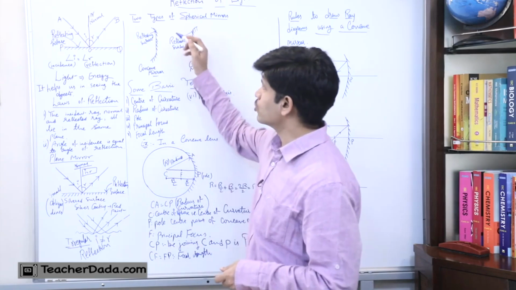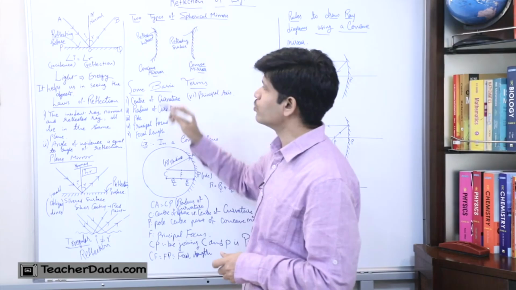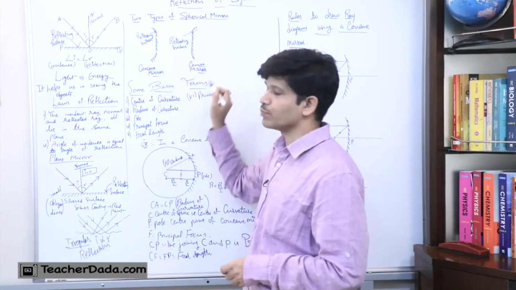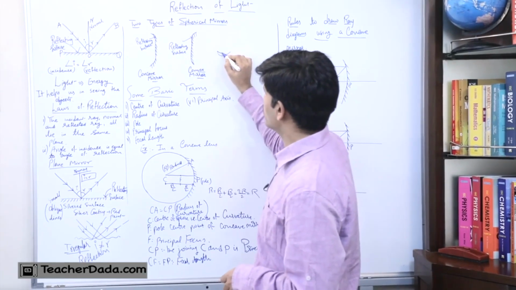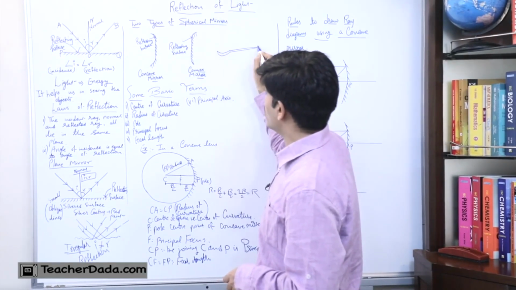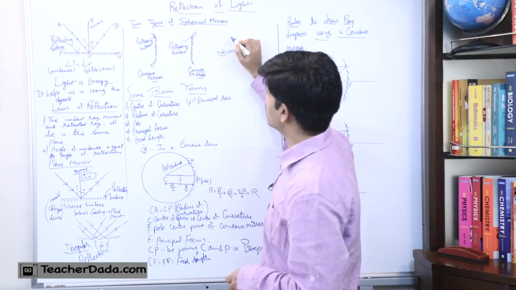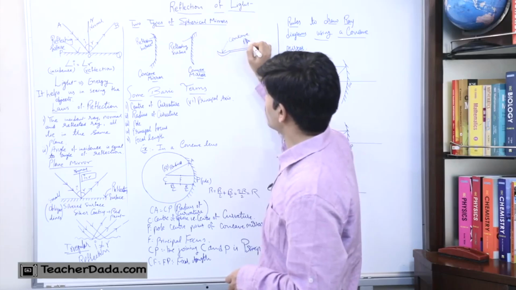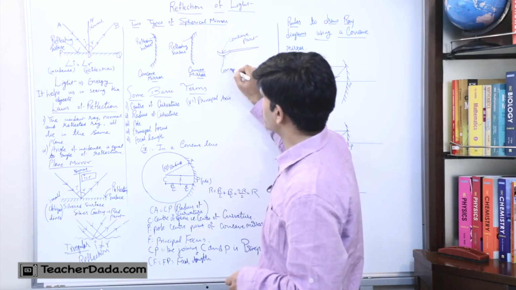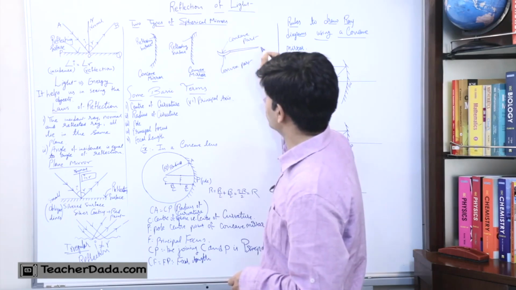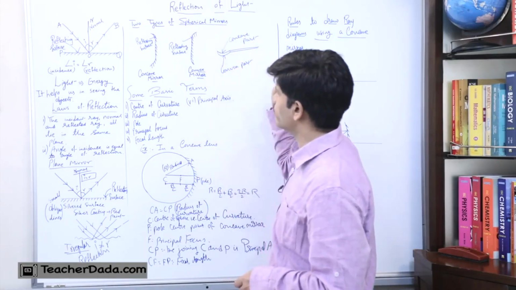Now let us study the other concepts in this chapter. We have two types of spherical mirrors. The first one is the concave mirror, and the next is the convex mirror. Suppose you take a spoon like this. The inside part, the caved part, is the concave part, and the outside, the bulging part, is known as the convex part.